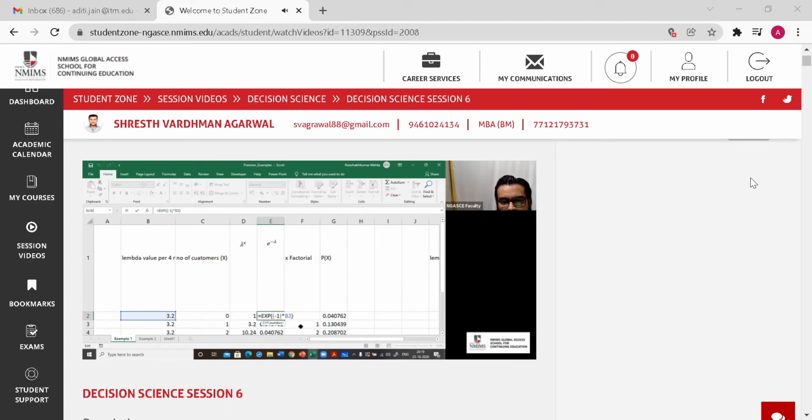Okay, e raised to, exponential. There's a function called exponential. E raised to minus 3. Either you just put it here minus 3.2, or 3.3. I have done 3.3 actually. You can do it like 3.2. So e raised to minus lambda would be constant for all.